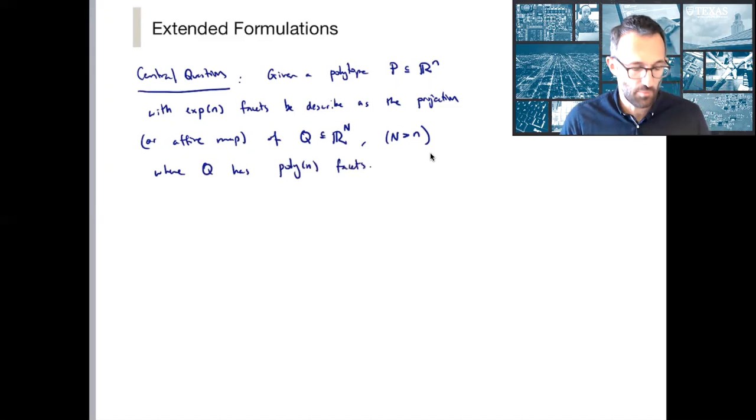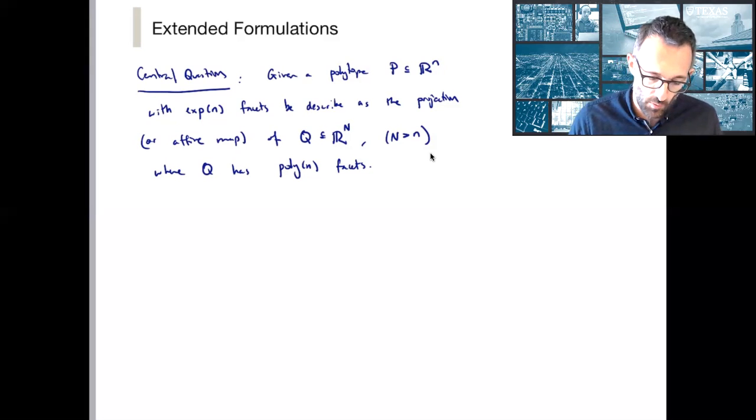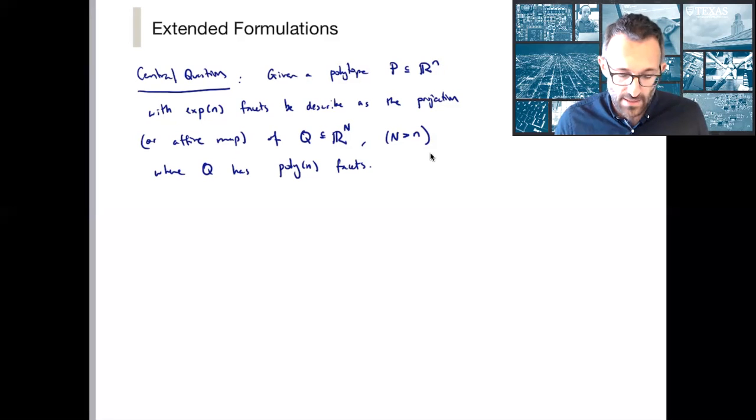Now this is important for us. We've seen a number of polytopes that have exponential number of facets. The r-arborescence polytope has exponential number of facets. The non-bipartite matching polytope has exponential number of facets, and so on. One of the reasons that this is significant is that these extended formulations, as they're called, naturally interact extremely well with linear programming, because we can always just solve an LP over a larger polytope.